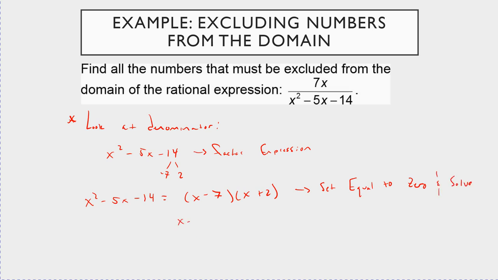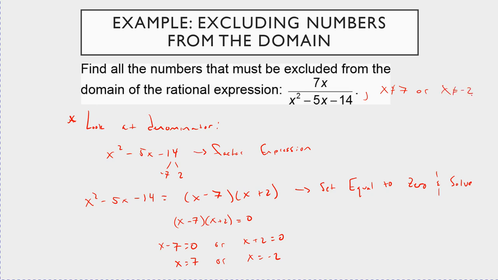So you have x minus 7 times x plus 2 is equal to 0. By the 0 multiplication property, either x minus 7 must be equal to 0 or x plus 2 must be equal to 0. So x equal to 7 or x equal to negative 2 would make this expression undefined, so they cannot be in the domain. For this expression, x cannot be equal to 7, and x cannot be equal to negative 2.